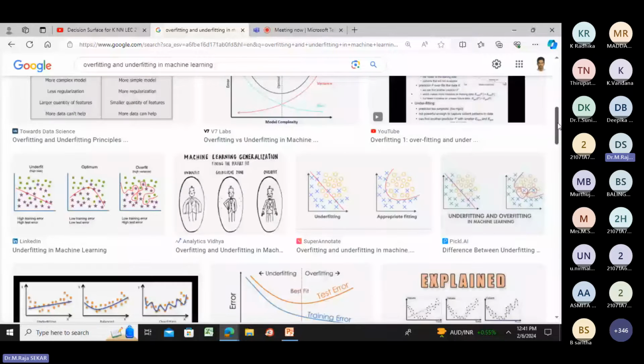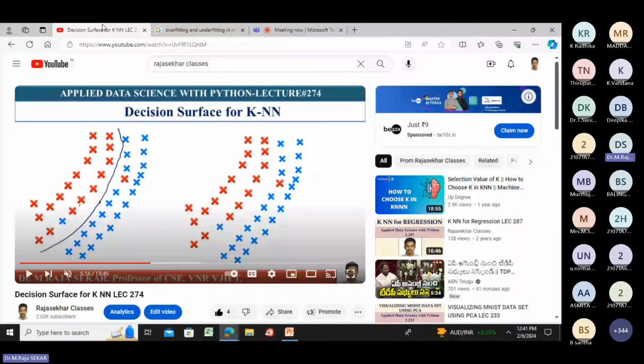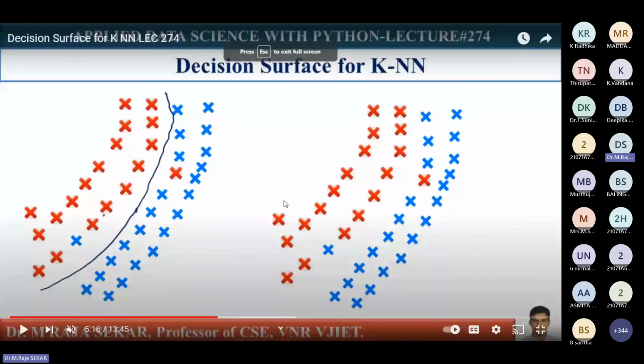overfitting and underfitting in a detailed manner, actually why I opted for this particular KNN algorithm is that it is very easy to explain so many concepts in machine learning with the help of the KNN algorithm. Why are we introducing this decision surface? The only simple reason is to explain overfitting and underfitting, nothing more than that.